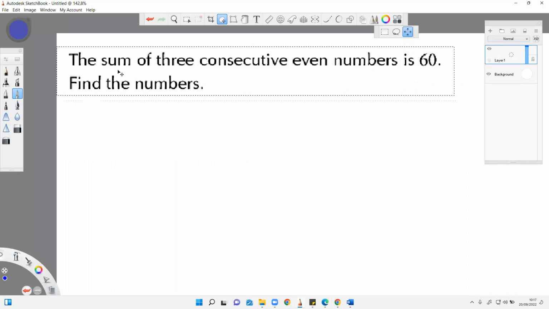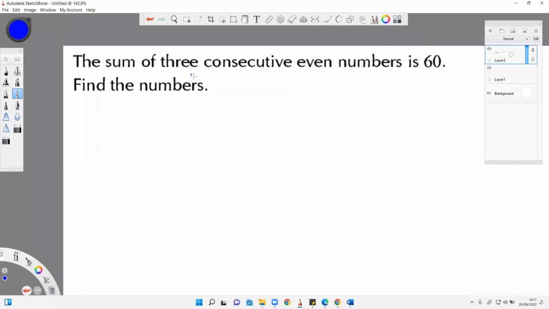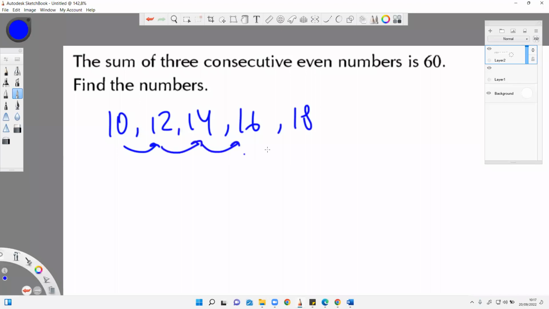The sum of 3 consecutive even numbers. What does it mean? 3 consecutive. Do you know what is consecutive? Continuing. For example, 1, 3, 5. Oh, sorry, this is odd. Even numbers are 10, 12, 14, 16, 18. This is consecutive. They are continuing, right? So, if it is given even numbers, what is the difference between each of the consecutive 2?